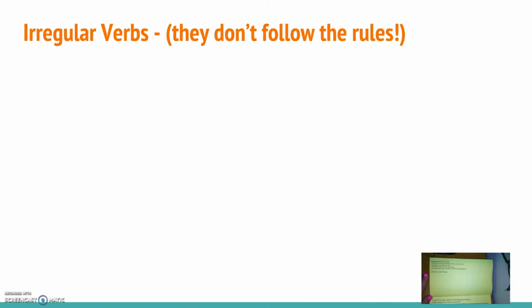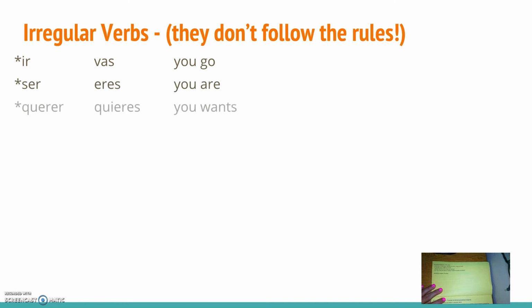Here are a list of irregular verbs. These don't follow the rules. You need to also copy them down somewhere in this yellow section of your paper. So the first one is ir. To say that you go, it would be vas. Ser, meaning to be, would change to eres, to say you are.